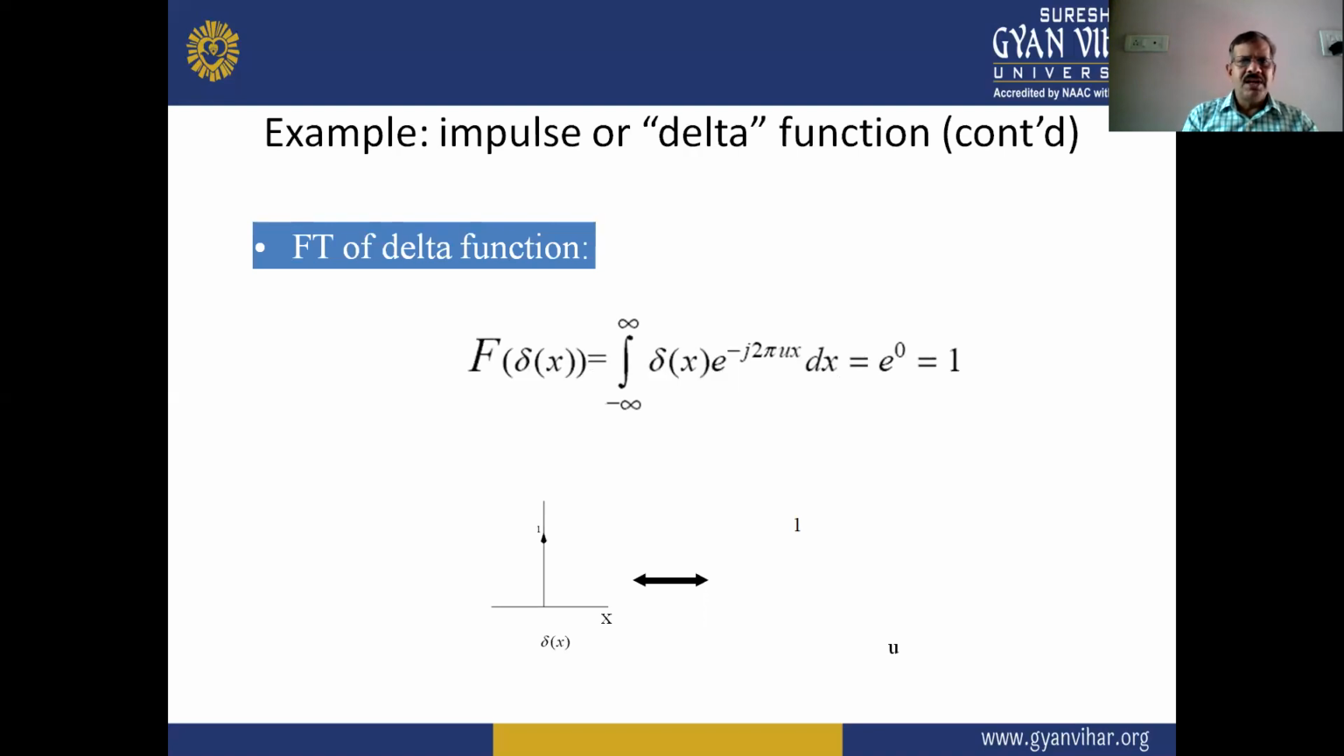So what is the Fourier transform of the delta function? The Fourier transform of the delta function equals the integration from minus infinity to plus infinity of delta(x) e to the power minus j 2 pi ux dx, which equals e to the power 0, equal to 1. So the Fourier transform of the delta function equals 1.